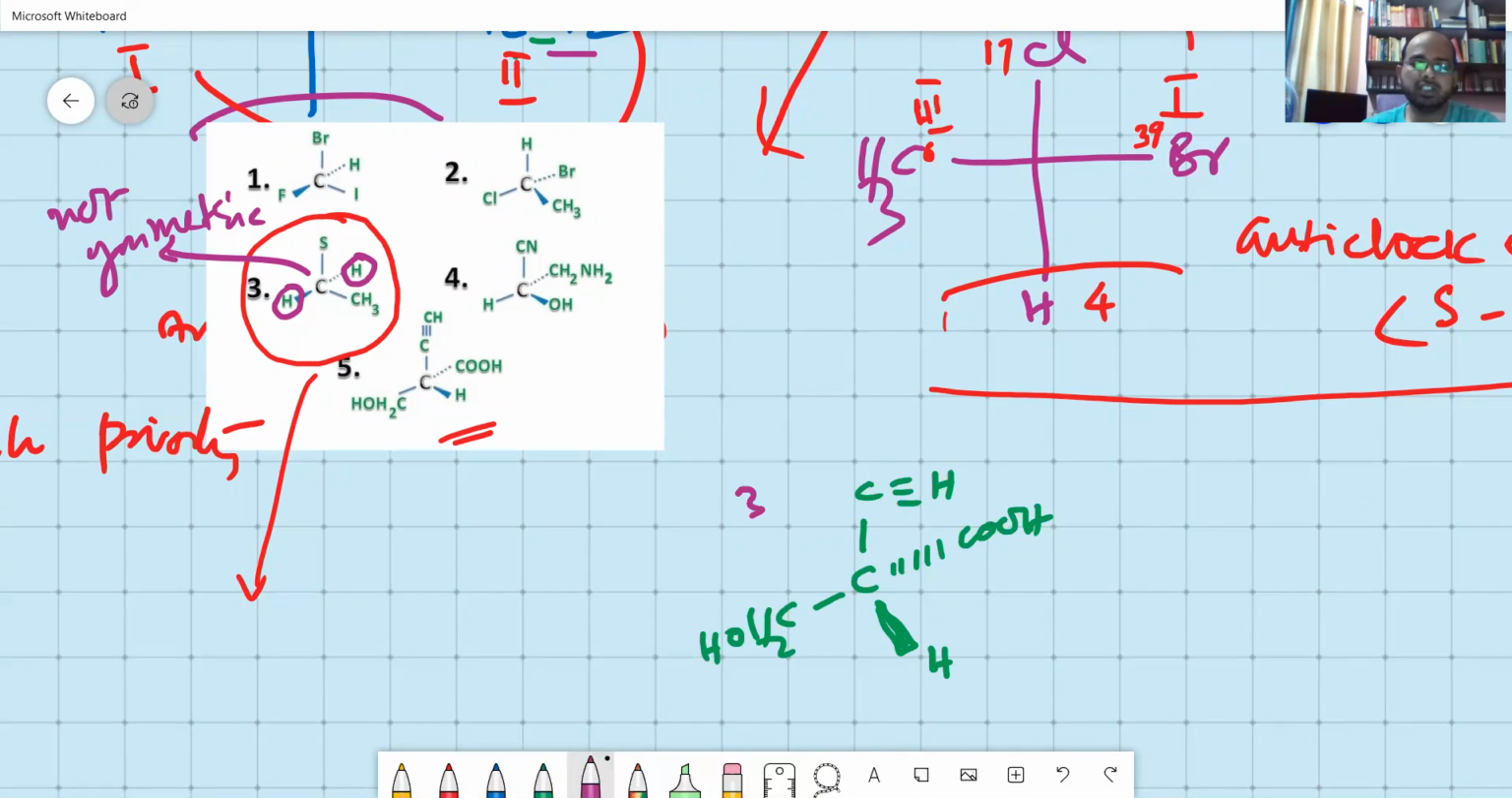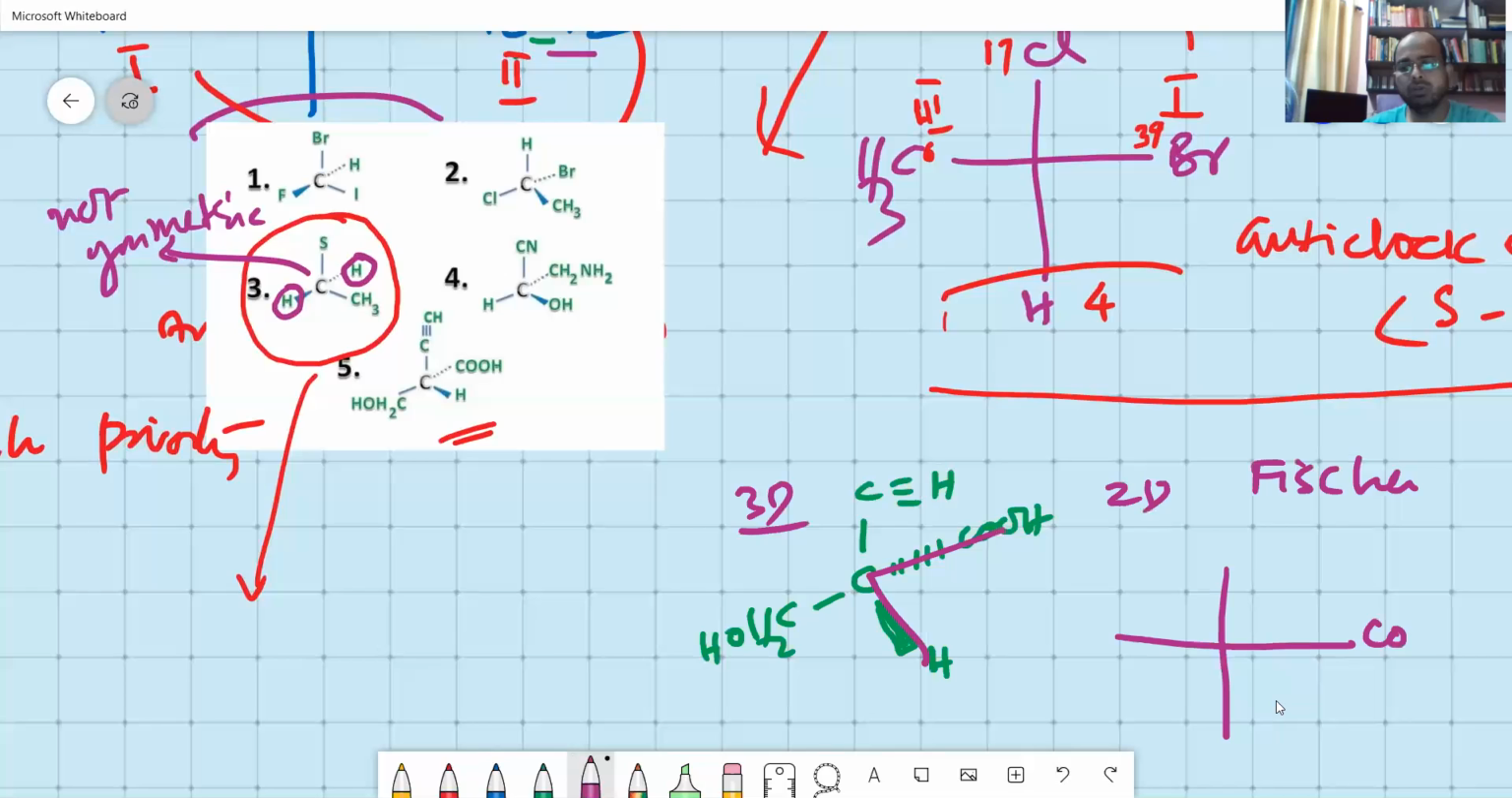This is a 3D structure. 3D to 2D structure, you have to go for Fischer. Okay. So this way you have to flatten it. Okay, you just flatten it like this. Here you get COOH, and here you get H. These two, C triple bond CH is there, and this one is CH2OH is there.